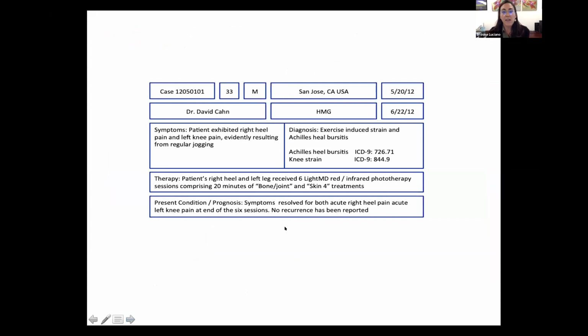Our next case study is from Dr. Khan, and it's a knee strain with heel bursitis. It's a jogger, and he performed 6 sessions in a 1 month period of time, and had no pain after that, and no recurrence of injury since then.